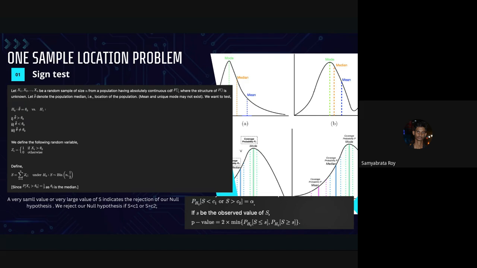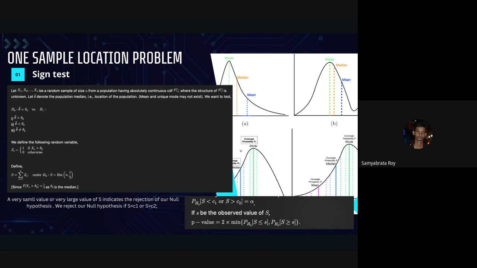In the parametric scenario, we had mean, right? But if we are not aware of the distribution function, we can't calculate the mean. But one thing we can calculate is the median. Median is always distribution free, right? So if we are trying to estimate or make an assumption about the median, it will give me some data about the location of the distribution curve. So in the one sample problem, we'll try to make some inference regarding the location of a distribution.